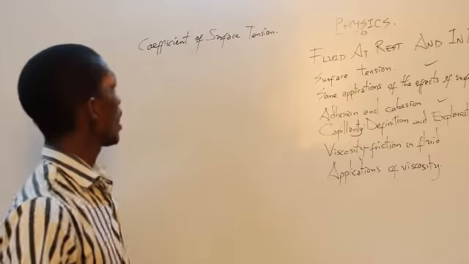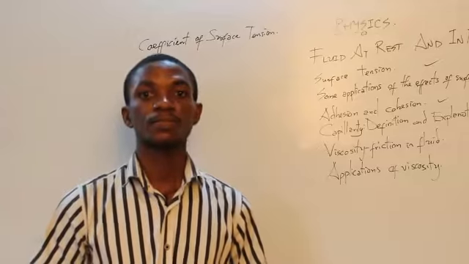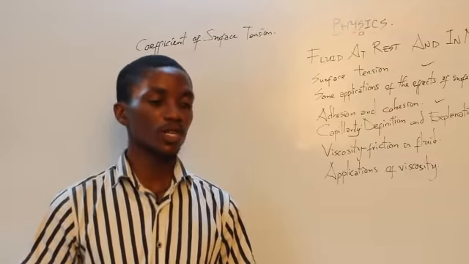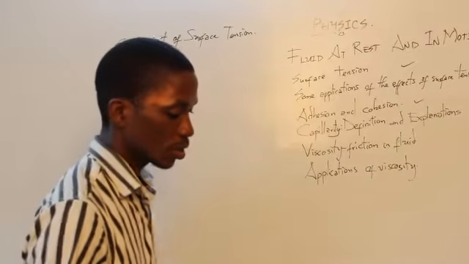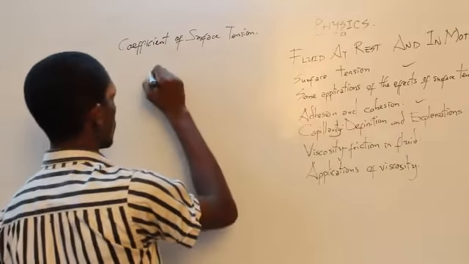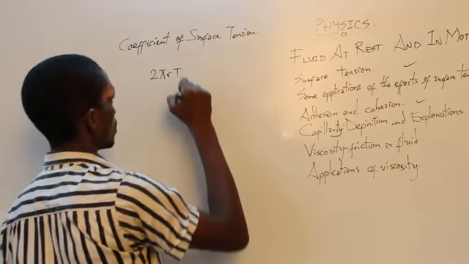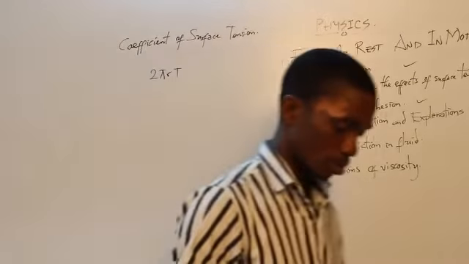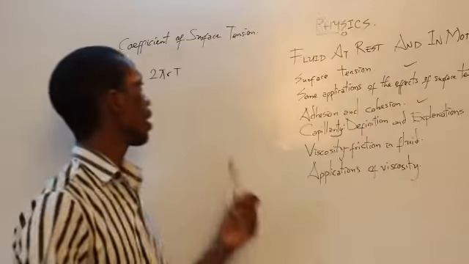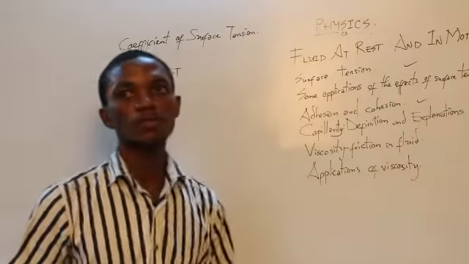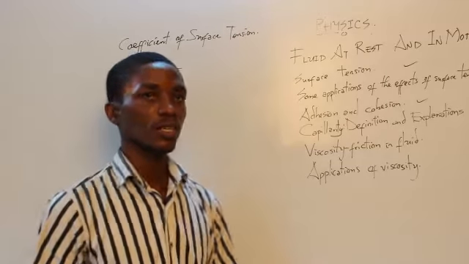So let's see, how can we determine the coefficient of surface tension? Earlier we talked about surface tension and we wrote a formula of how to calculate surface tension. Surface tension can be calculated as 2 pi r T. Let me confirm, I'm correct. 2 pi r T talks about the amount of surface tension acting on a particular surface.